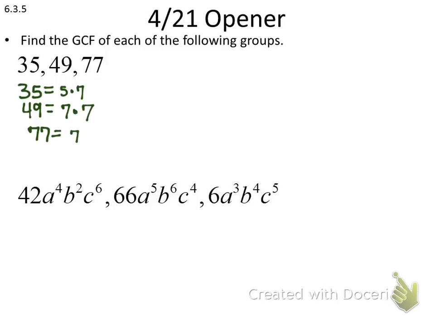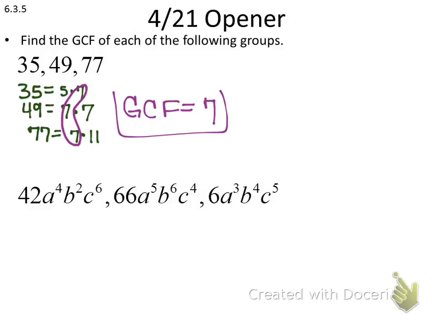7 and 11. All right? So once I found my prime factors, I'm going to circle a group that has every single number in common. So 35, 49, 77. What prime numbers do they all have in common? 7. So I'm going to circle my group of 7s. You could circle that group, or you can include the other 7, but you only have one group of 7s that they have in common. So I'm going to come to the right. The greatest common factor for these three terms is 7. That's your final answer, so you're going to box it.